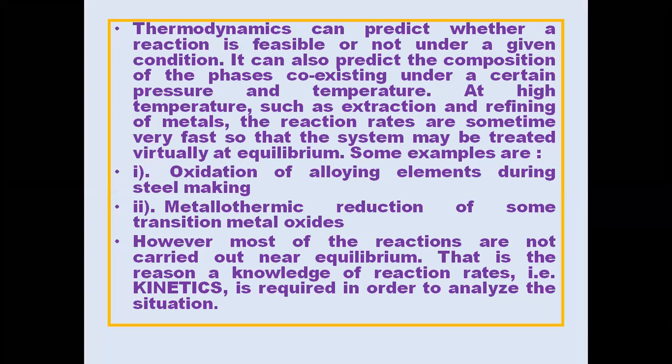In metallurgy generally, thermodynamics can predict whether a reaction is feasible or not in a given set of conditions. It can also predict the composition of the phase coexistence under certain pressure and temperature. At high temperature, such as extraction and refining of metals, the reaction rates are sometimes very fast, so that it becomes difficult to predict the kinetics. Examples: oxidation of alloying elements during steelmaking, metallothermic reduction of transition metal oxides. However, most of the reactions are not carried out near equilibrium. That is the reason a knowledge of reaction rates, that is kinetics, is required in order to analyze the situation.